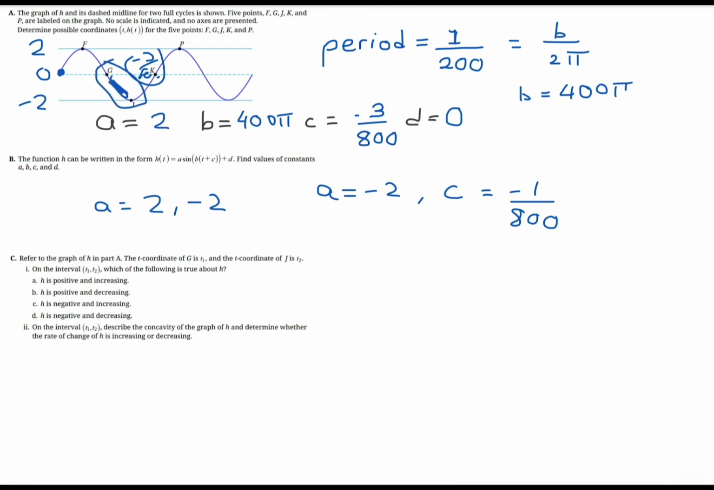Well, we can clearly see that it's between 0 and negative 2. So it has to be negative. I'll cross out these answers. And we can clearly see that it's decreasing. So I'll cross out this answer, which means our correct answer is D. H is negative and decreasing. Now, whenever we have H negative, it will be concave up. It will be concave up.